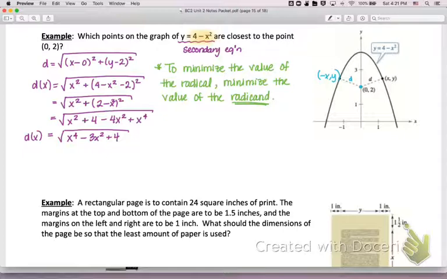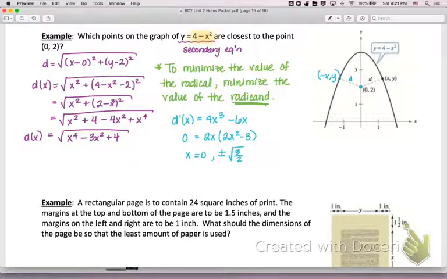So I want to look at d prime of x, which is going to be 4x^3 minus 6x, which we then need to set equal to 0 to find our critical numbers. So we can factor out a 2x here, and that gives us 2x^2 minus 3. So our critical numbers are going to be x equals 0 and plus or minus the square root of 3/2. Okay, those are our three values here.